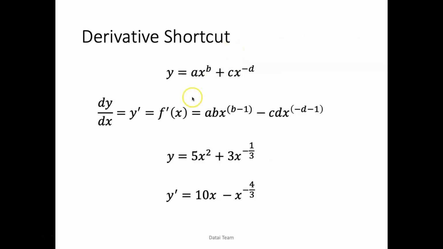And we have 5x squared plus 3x minus 1 over 3. This goes here, and we subtract 1 from this one, just x to the power of 1. This goes here. 3 times 1 over 3 is 1, and then negative 1 over 3 minus 1 is equal to negative 4 over 3.